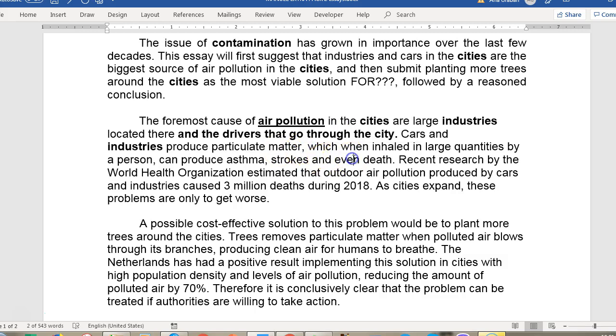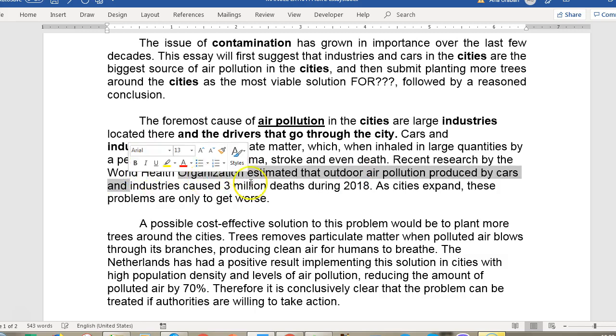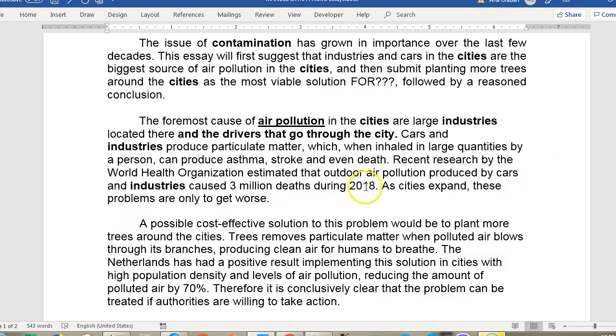Yes, absolutely. Which, comma, when inhaled in large quantities by a person can produce asthma, strokes, and even death. I would say, if you say asthma, then you can say stroke, right? Generalized by 2-1. Are you a doctor by any chance? Recent research by the World Health Organization, yes, you must be a doctor, estimated that outdoor air pollution produced by cars and industries 3, caused 3 million deaths during 2018. As cities expand, city 3, these problems are only to get worse.